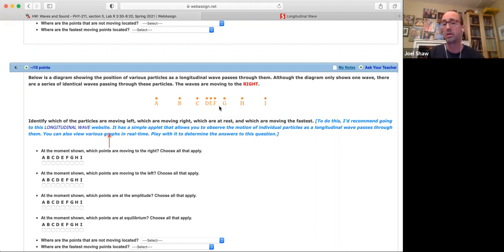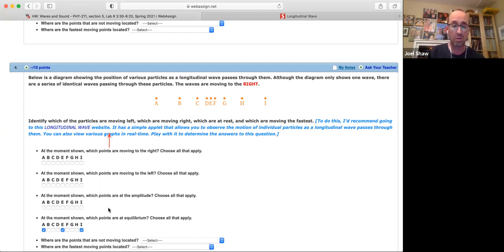And so, I think it's pretty straightforward reasoning. E is the one that's experienced the most compression here. So E is going to be for me at equilibrium, but it's not the only one. Also remember max rarefaction when they're furthest apart. And so what you can see here is that's going to be for me points A and I. So those points are at equilibrium for me.